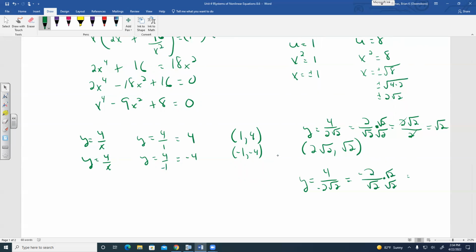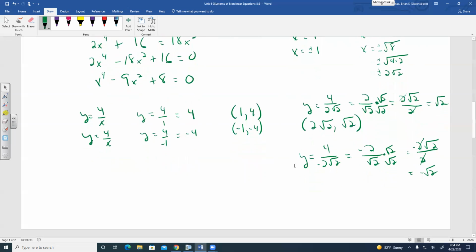So this becomes negative 2 square root of 2 over 2. Notice how the twos would divide out, and you'd be left with negative square root of 2. That should make sense. So we end up with a fourth ordered pair, which would be negative 2 square root of 2, negative square root of 2. So that would be my 4 solutions to that problem.